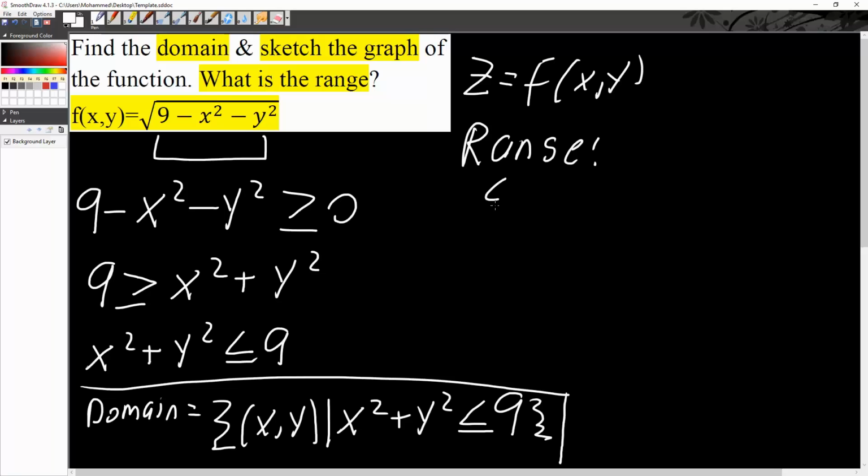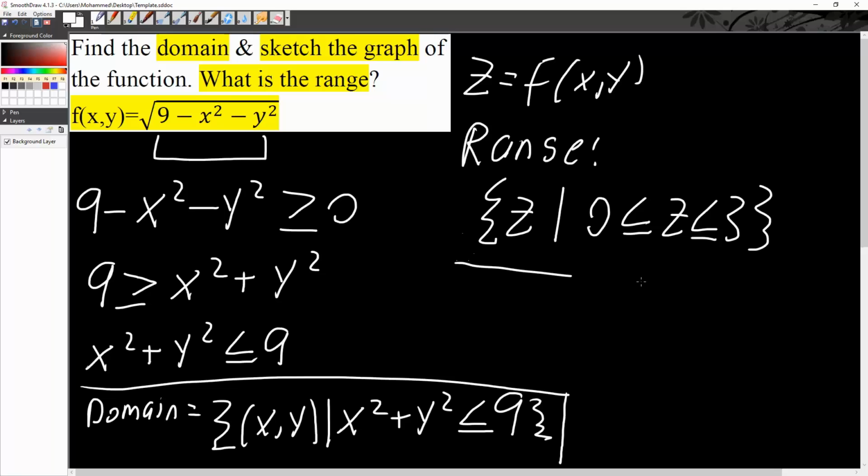We can say z, where z is between 0 and is less than or equal to 3. And this is the range.